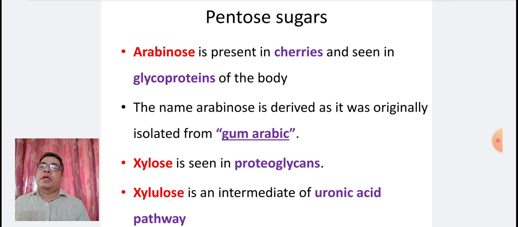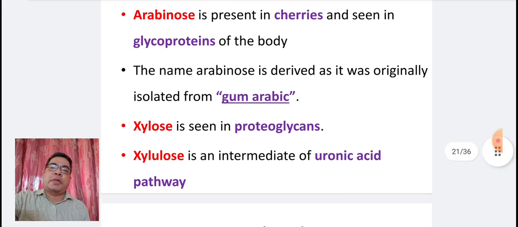Among pentose sugars, arabinose is present in cherries and is seen in glycoproteins of the body. The name arabinose is derived as it was originally isolated from gum arabic. Xylose is a component of proteoglycans. Xylulose is an intermediate of the uronic acid pathway.